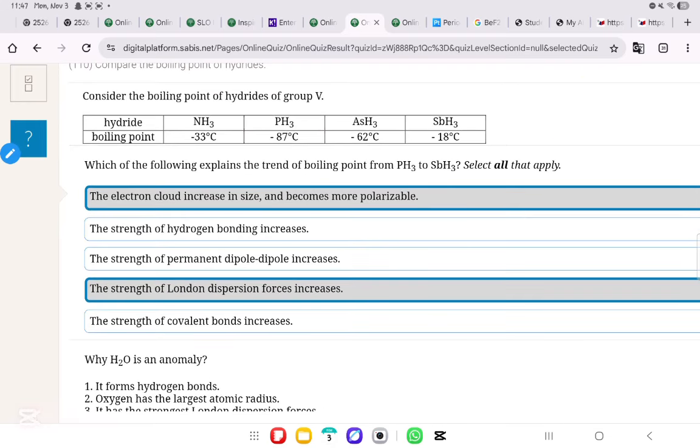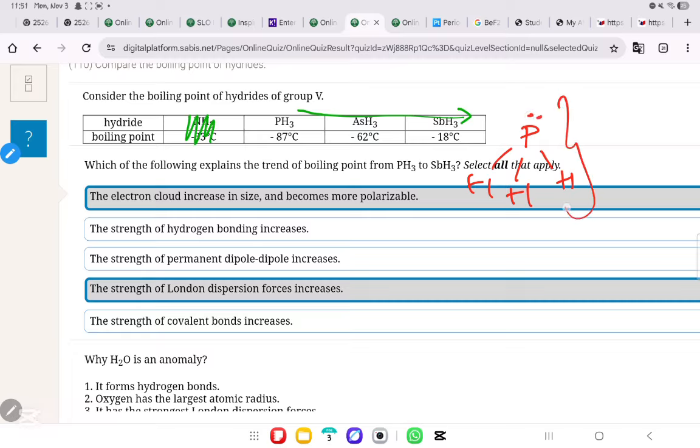Consider the boiling point of hydrides of group V. Which of the following explains the trend of boiling points from PH3 to SbH3? Okay, we will not take into consideration NH3. So they want from PH3 to SbH3. So what are the forces acting on PH3, AsH3 and SbH3? So if we draw them, we're gonna get PH3. This is what PH3 looks like.